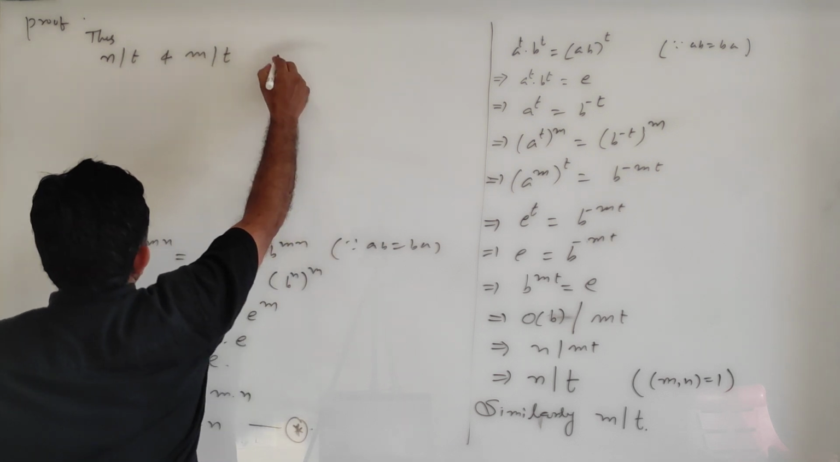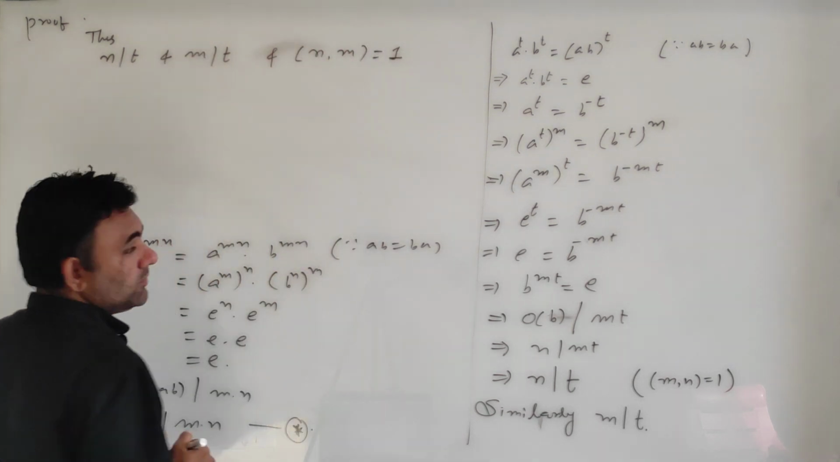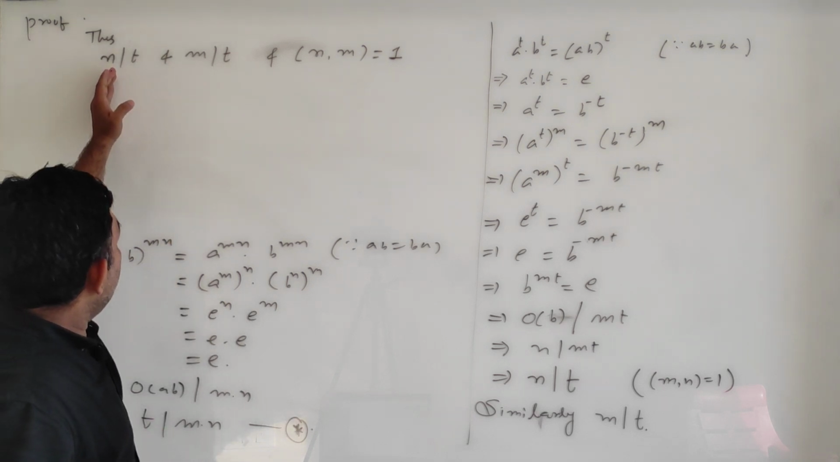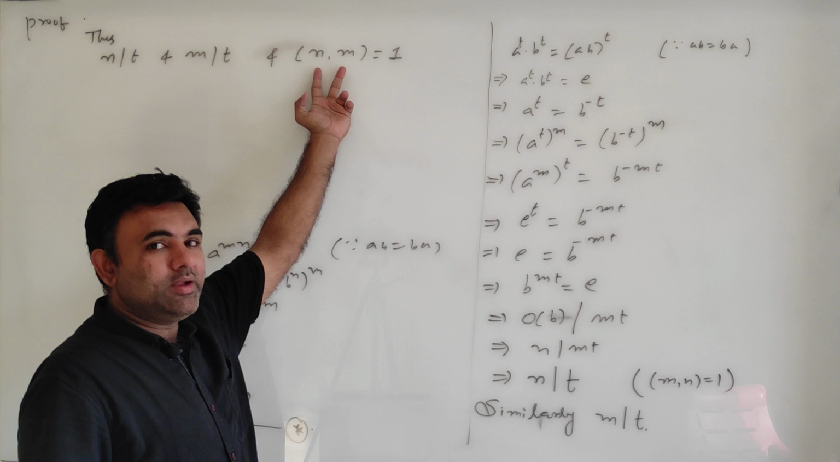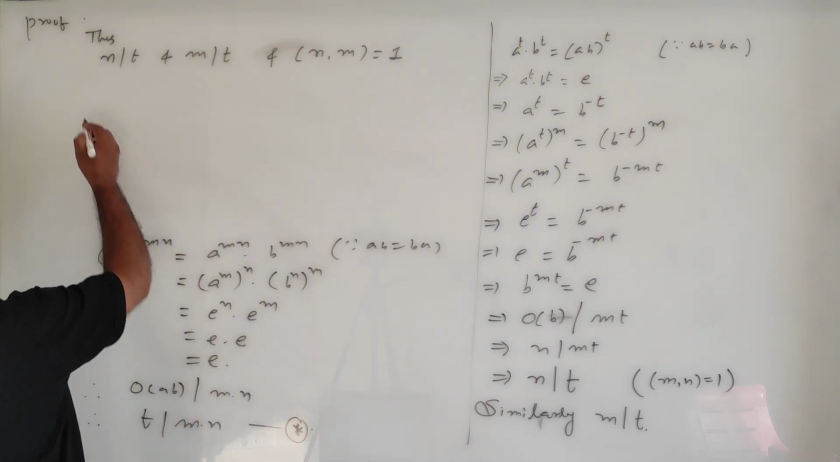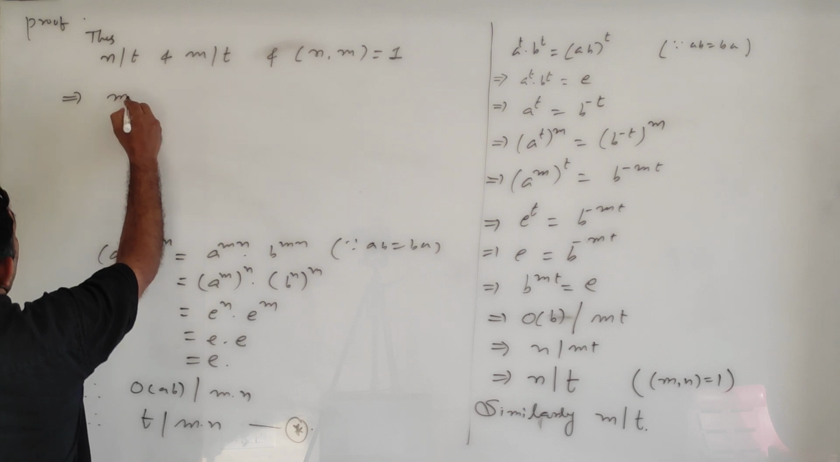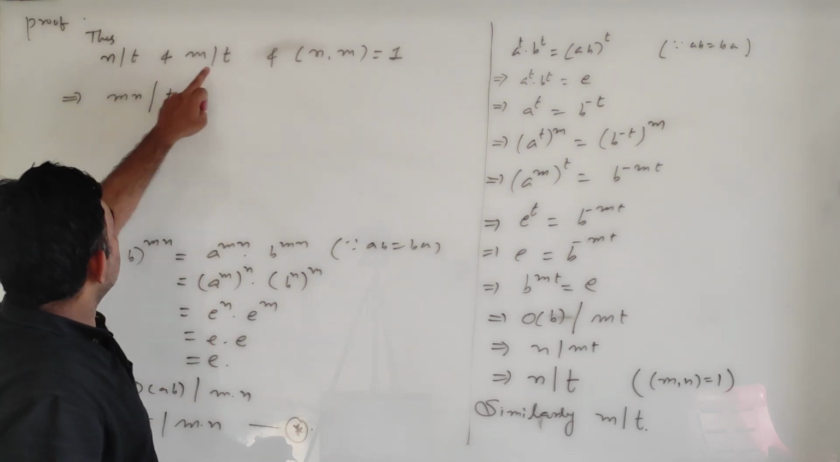And another thing is what? GCD of n and m is 1. So I have these three things: n divides t, m divides t, and there is nothing common between m and n other than 1 as a factor. So it gives me what? mn divides t. The product will also divide t.